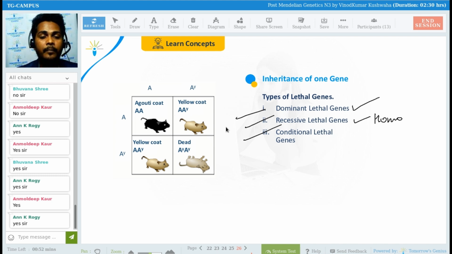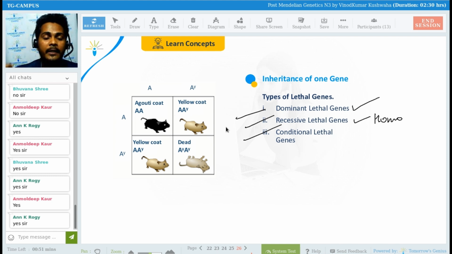For example, in poultry, a recessive gene causes feathers to break off. Chickens homozygous for this gene are featherless. Why? Because of the environmental conditions. If these are kept in a relatively warm environment, they survive. But if the temperature falls below optimum, the featherless chickens die. So this is the conditional gene at work.